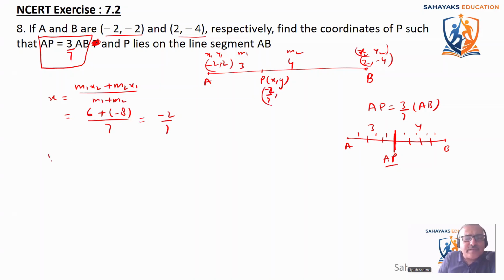Now, similarly, we have to find the value of Y. Y is equal to M1 Y2. So it is 3 into -4. So 3 into -4 is -12 plus 4 into 2. 4 into 2 is 8 divided by 7. So it comes out to be minus 4 by 7. So the second coordinate is minus 4 by 7. So these are the coordinates of the point X and Y, which divides AB into a ratio 3:4.